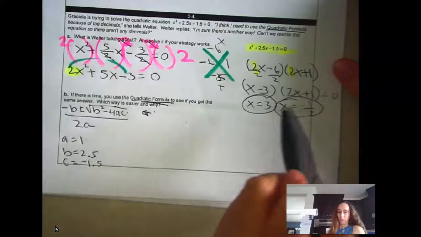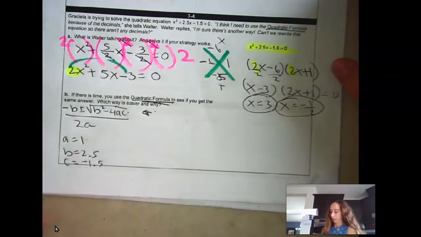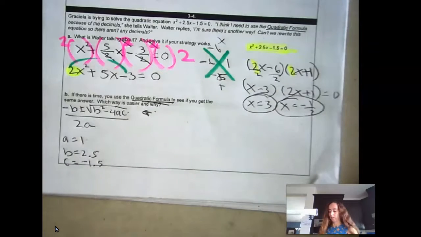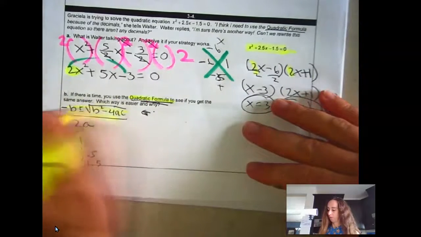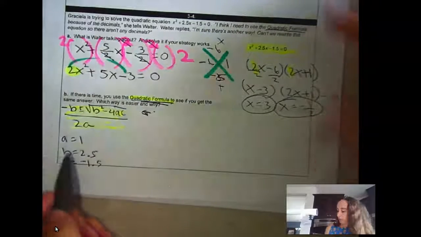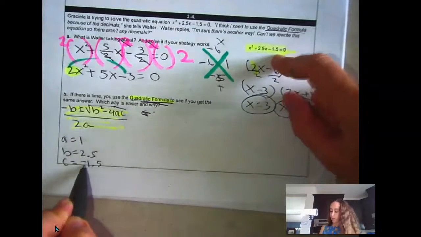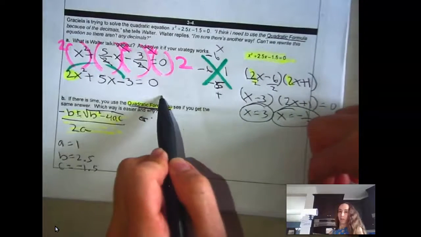So if I did this correctly, I should get the same answer. I put down the quadratic formula, okay? So here's the formula. Don't forget it, okay? And I plugged in a, which is 1, b, 2.5, and c, negative 1.5. The reason I like this way is I did not have to pick up a calculator.